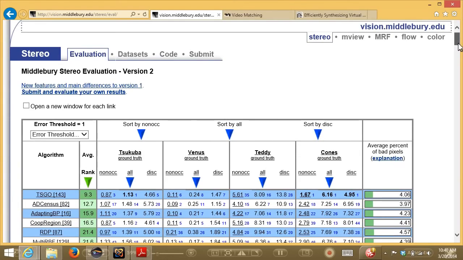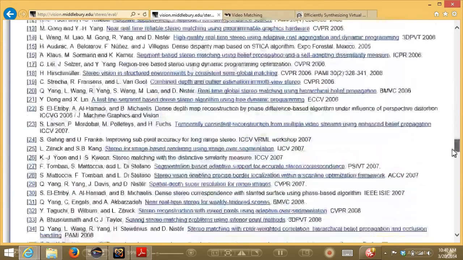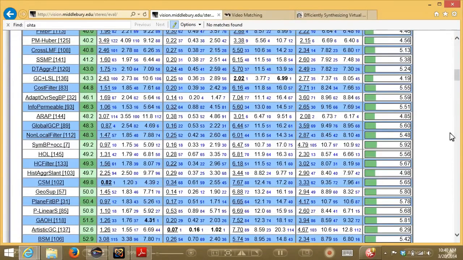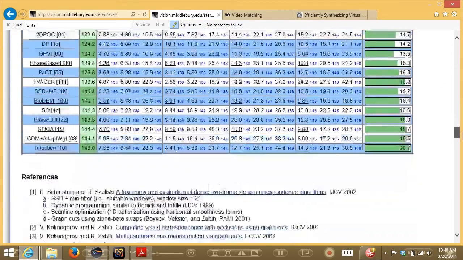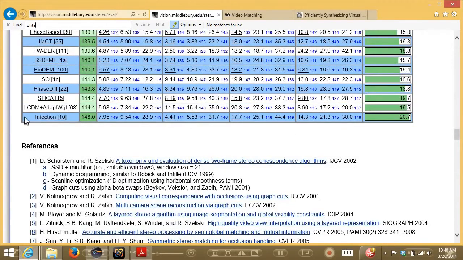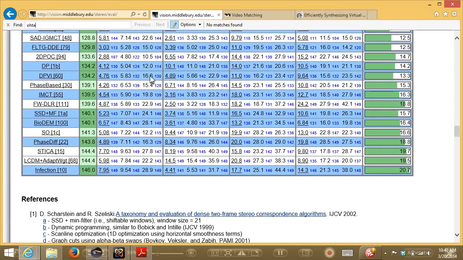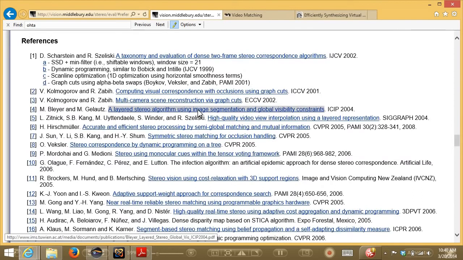So let's go back to the bottom of the list. I'm not sure whether even Ohta and Kanade is still on this list. No matches found. Okay, so let's see if we can find some bad algorithm. Here, like 1B, that should not be very good. That's basically what I just described. DP, okay.